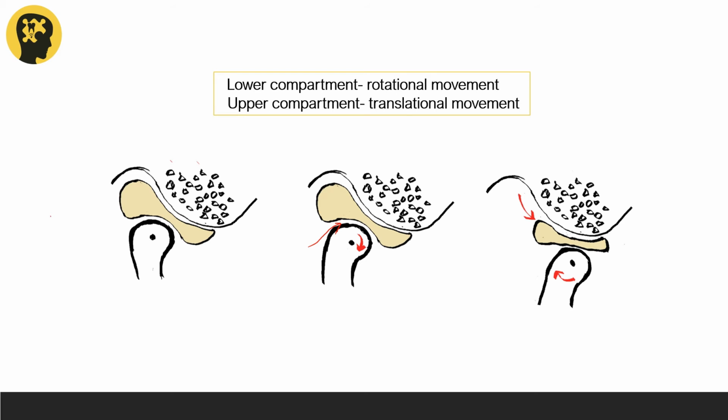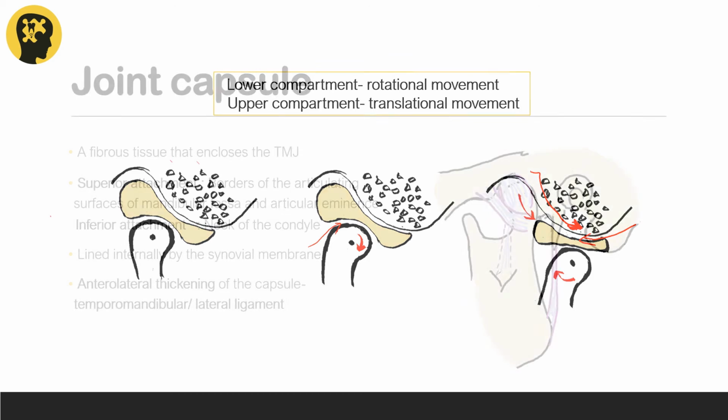What happens is that the condyle, along with the articular disc, slide down the posterior slope of the articular eminence to move forward. And this forward movement, or this translational movement, happens in the upper joint cavity. So this is the importance of the upper and lower joint compartments.